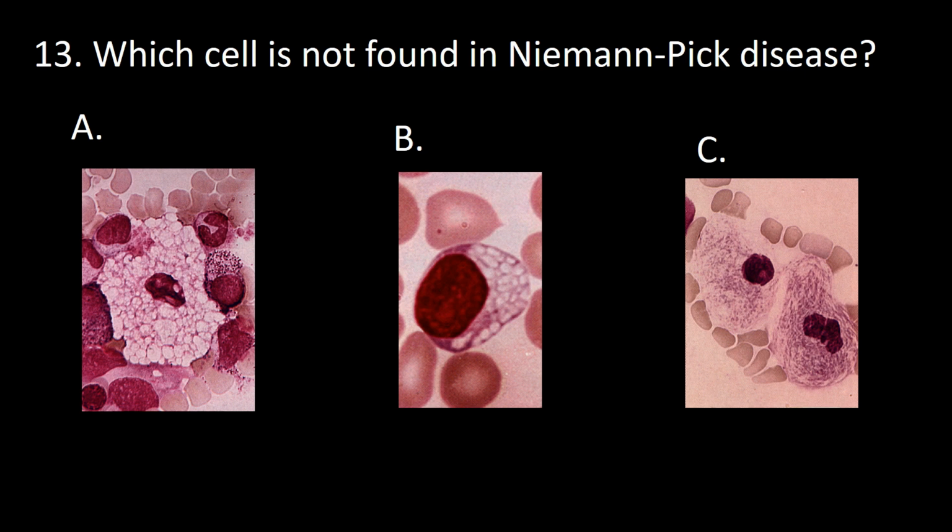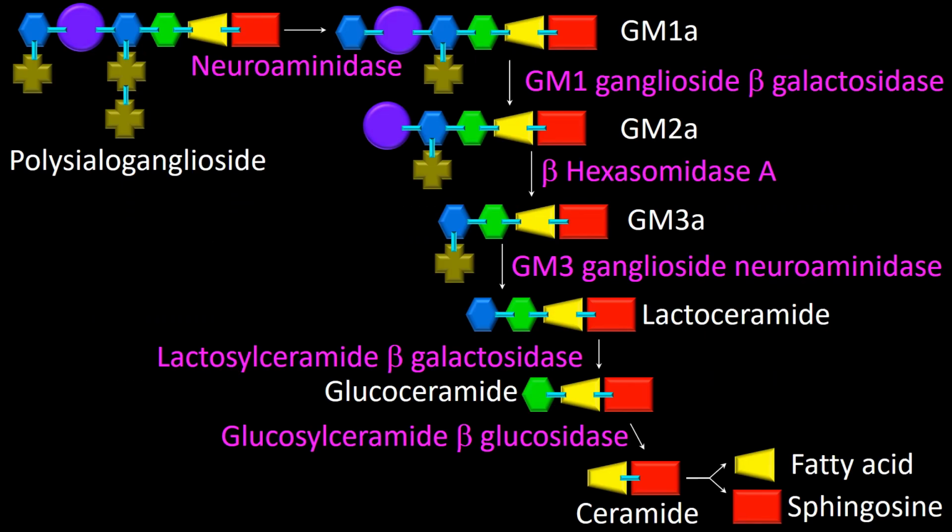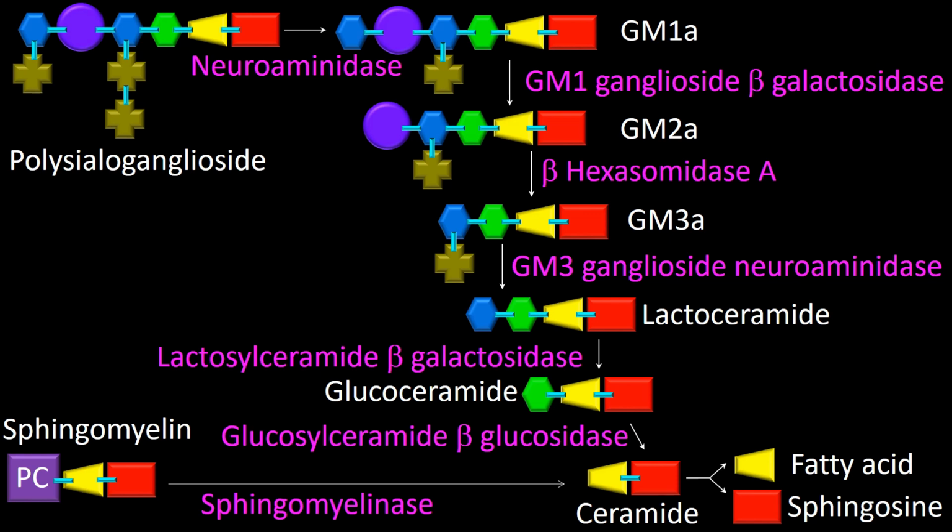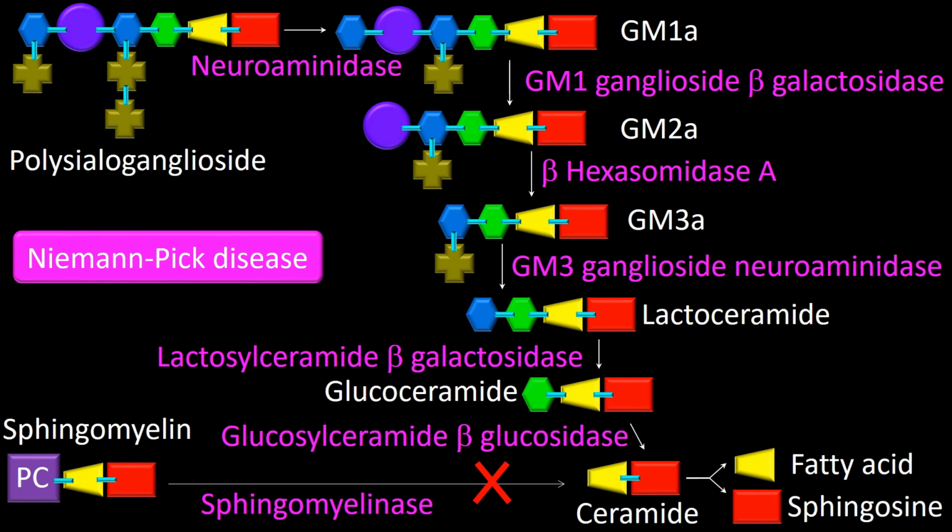Next question. Which cell is not found in Niemann-Pick disease? Look at the three samples shown and decide whether it is A, B, or C. Another compound that needs to go through ceramide to be fully catabolized is sphingomyelin. This is accomplished by an enzyme named sphingomyelinase. When this enzyme is deficient, a block will occur, sphingomyelin will accumulate, and the patient will develop Niemann-Pick disease.